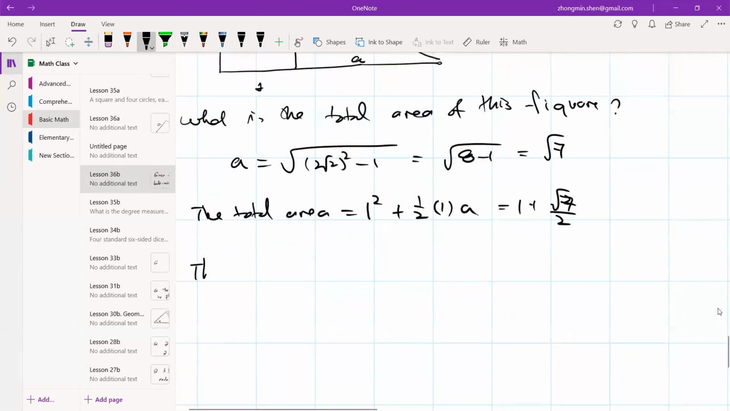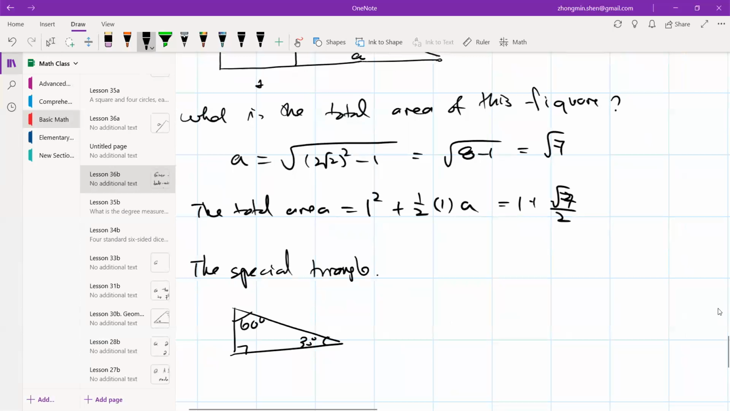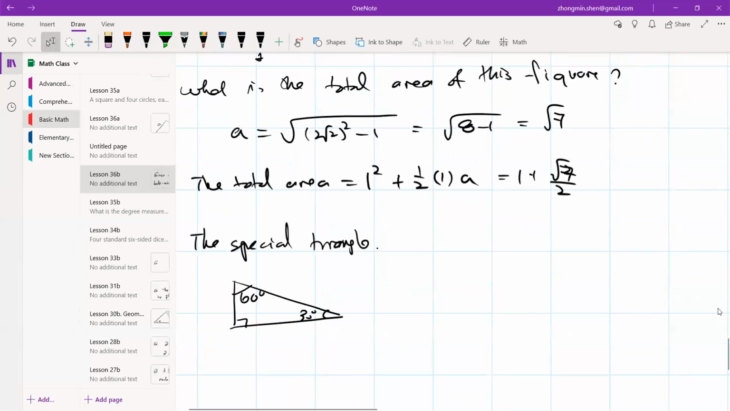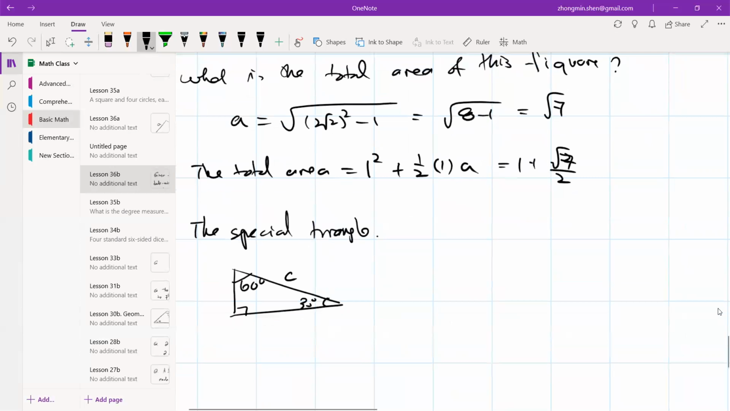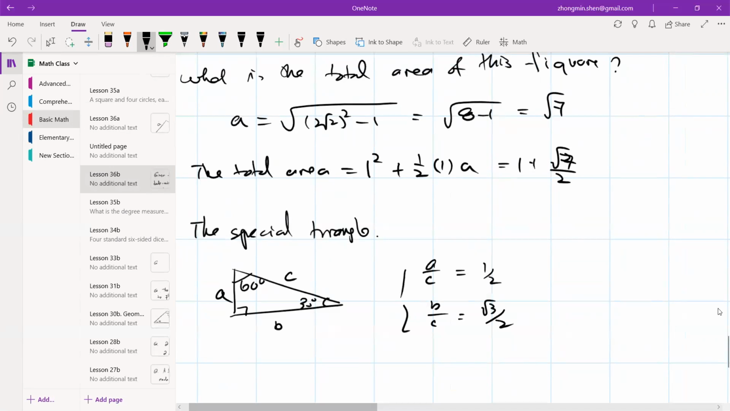Okay, let me talk about the special triangle. If this is 60 degrees, this is 30 degrees, right? So this is a right triangle, but it's so special. We have to know that. If this is C, this is A, that's B, the relationship is A over C is going to be 1/2, and B over C is going to be square root 3 over 2. Okay, this is special.